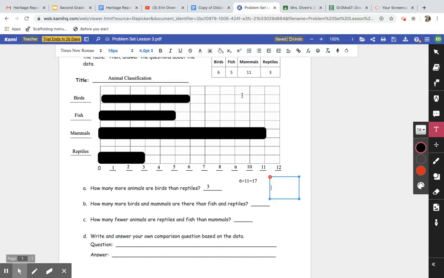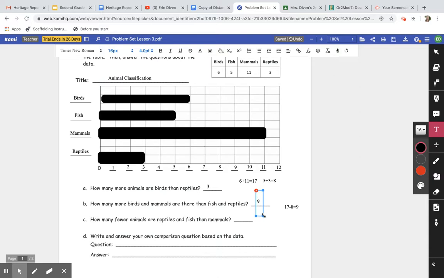And then it's asking the difference between birds and mammals and fish and reptiles. So we're going to take the fish and reptiles, which is 5 plus 3, and add those together, which will give us 8. And now it's asking us to find the difference between these two answers. So it would be 17 minus 8. You guys can use whatever strategy helped you solve that problem. So 17 minus 8 is going to give us an answer of 9. Again, use whatever strategy you want to do that simple math.